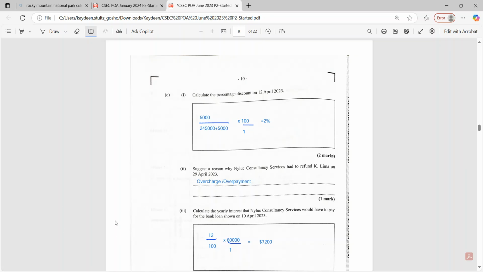Now you can check your answer. How do you check it? Find 2% of $300,000, and if you get $5,000, then your answer is correct.